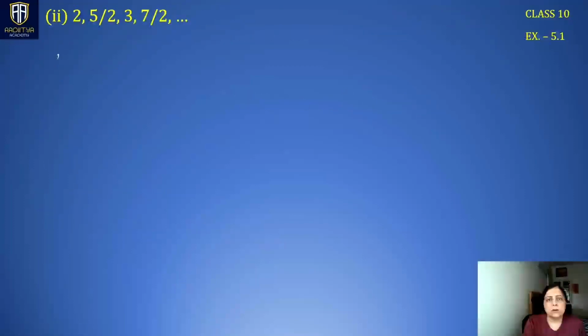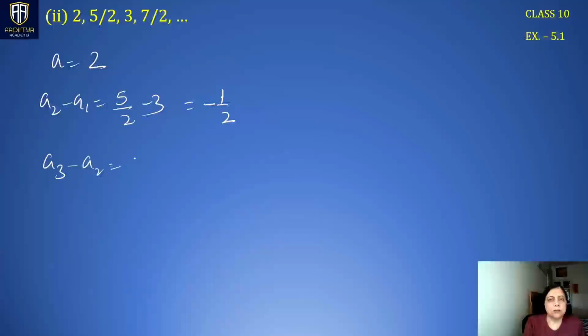Next is A is 2. Then we have A2 minus A1, which is 5 by 2 minus 3. 5 by 2 is 2.5 minus 3 is minus 0.5 or minus half. A3 minus A2 is 3 minus 5 by 2. That means 5 by 2 minus, sorry, I had to write it the other way, A3 is 3, 3 minus 5 by 2. Wait.